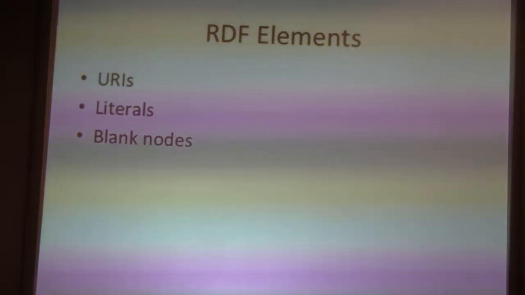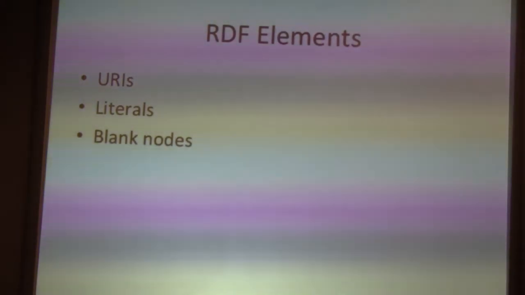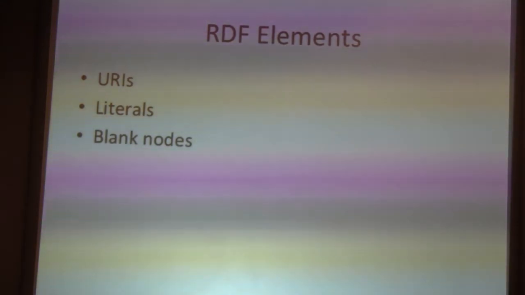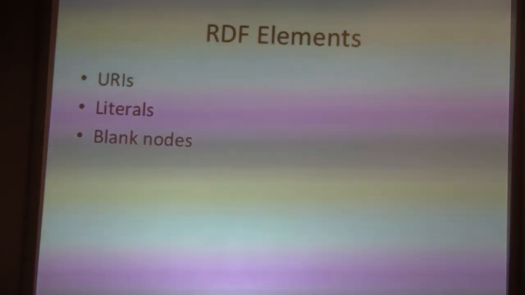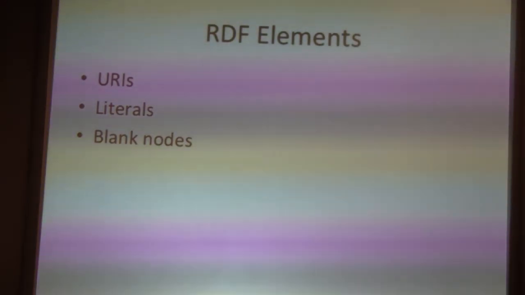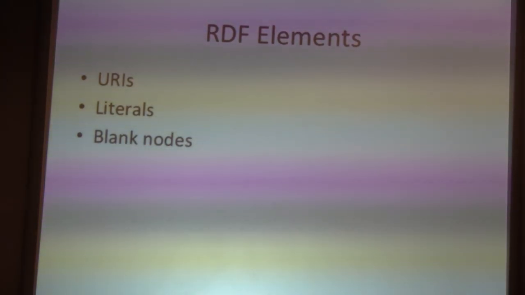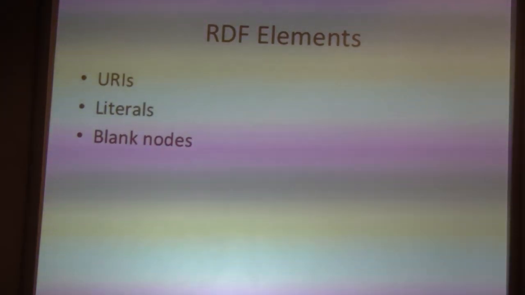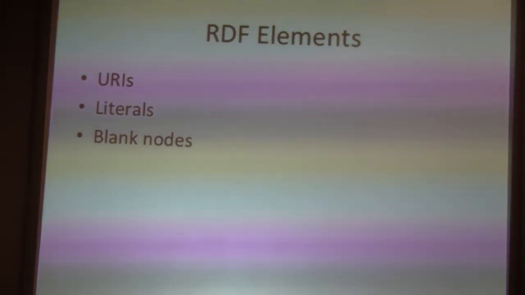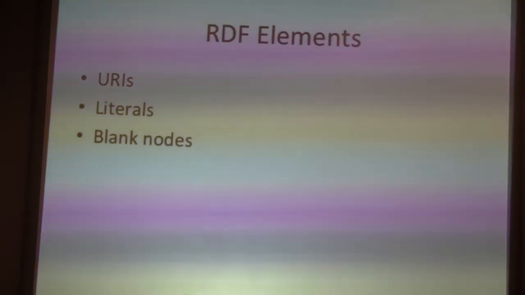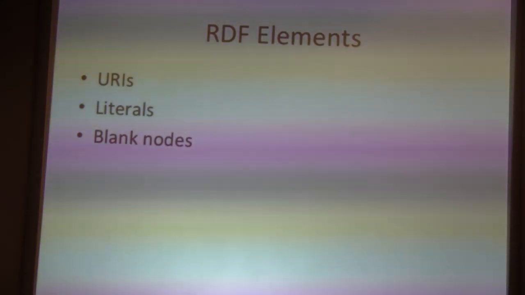URIs are identifiers for resources. For example, if you have a home page, that will be the identifier to locate you on the web, right? And then you become a resource, and somebody may create some triples to describe you. They may say that you sit in room 366. So that is also a triple, right?